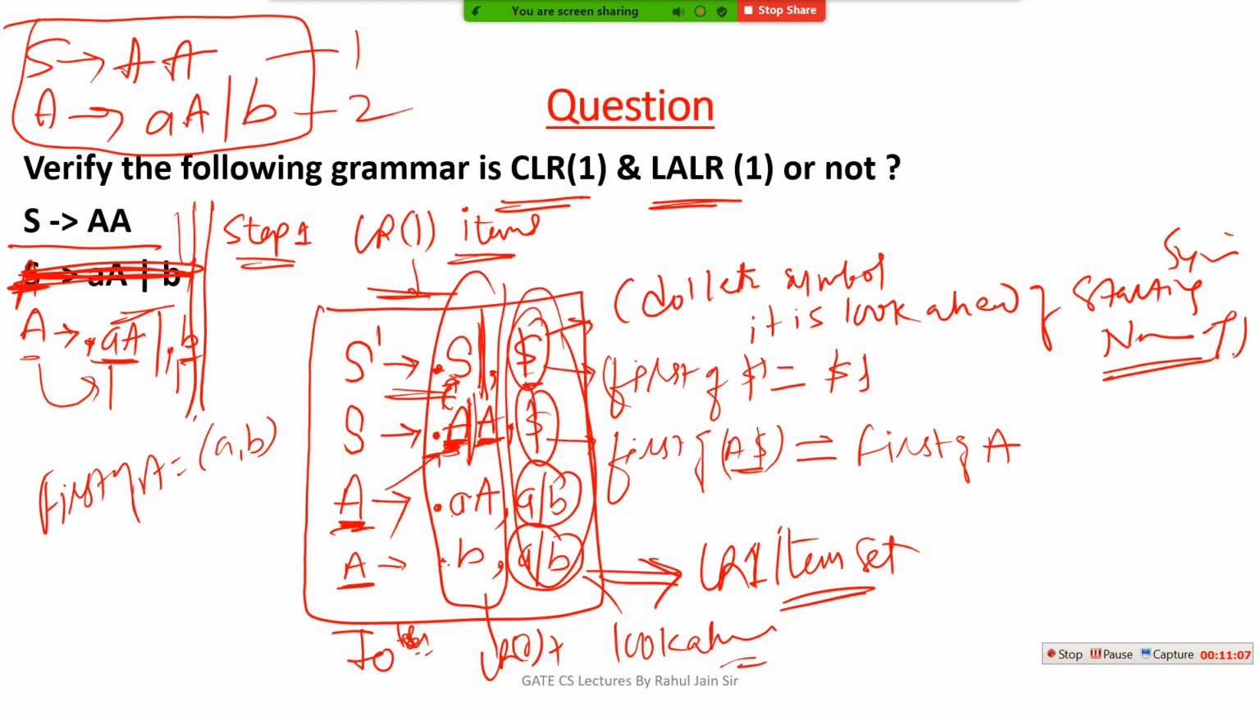Is it clear, guys? Is it clear or not? If there is a need for another discussion, I am ready. Is it clear or not? Because if it is not clear, we cannot move to the parsing table of CLR1 and LALR1, because we need to construct the DFA. Is it clear?